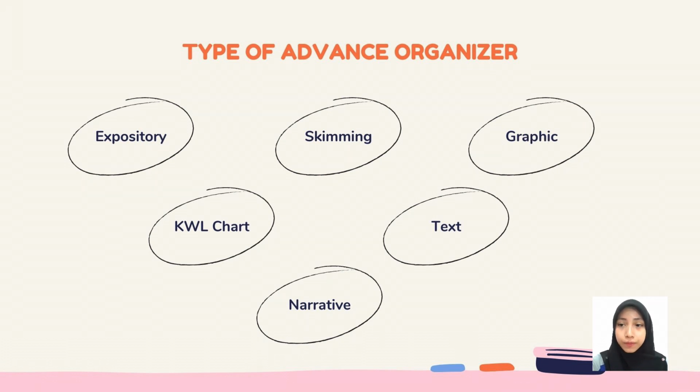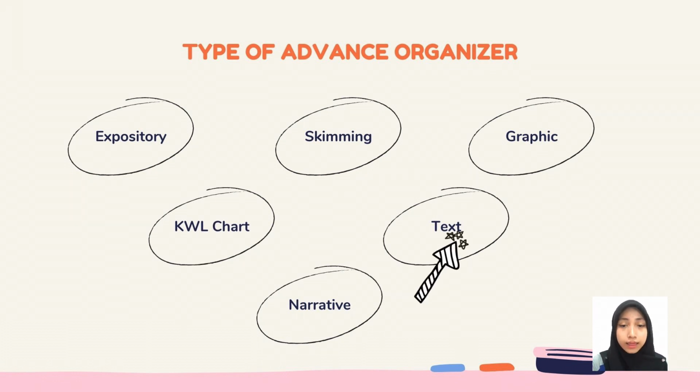So next, KWL chart. A KWL chart is a chart that has three columns. In the first column, students need to write down anything that they know about the topic. In the second column, students need to write down anything that they want to know about the topic. And in the last one, the third column, they must write what they have already learned.